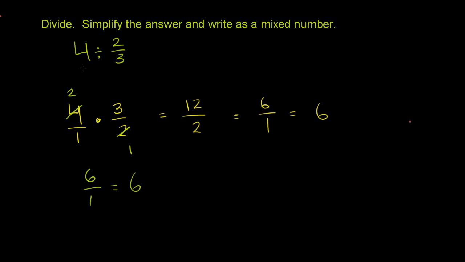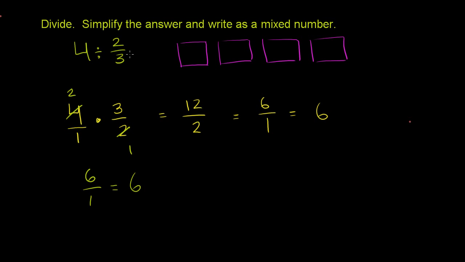Now, this could be a fun one to visualize. So let's think about what this is. 4 divided by 2/3. Let's draw 4 boxes here. So let's say I have 1, 2, separate them a little bit, 1, 2, 3, and 4. And you could view 4 divided by 2/3 as let's divide these 4 boxes into groups of 2/3 of a box and figure out how many groups we have.